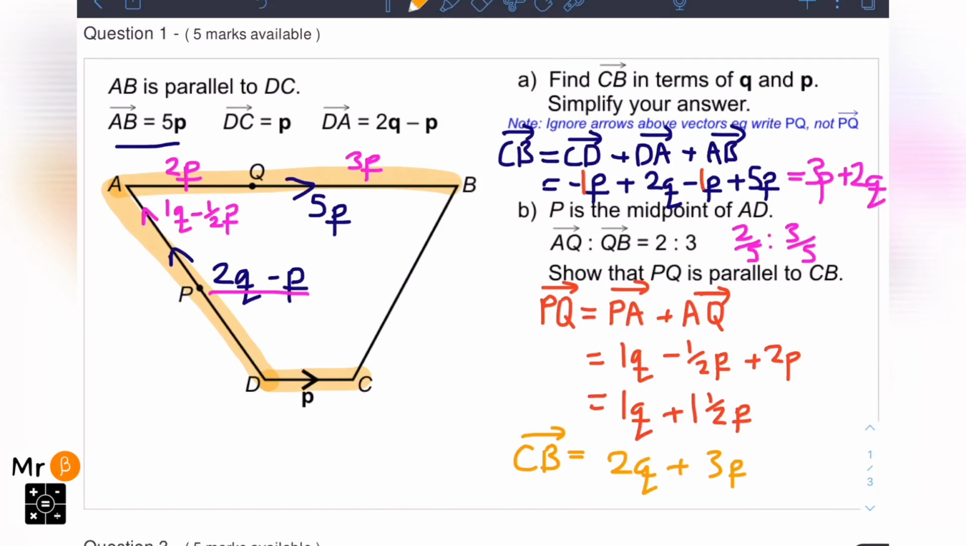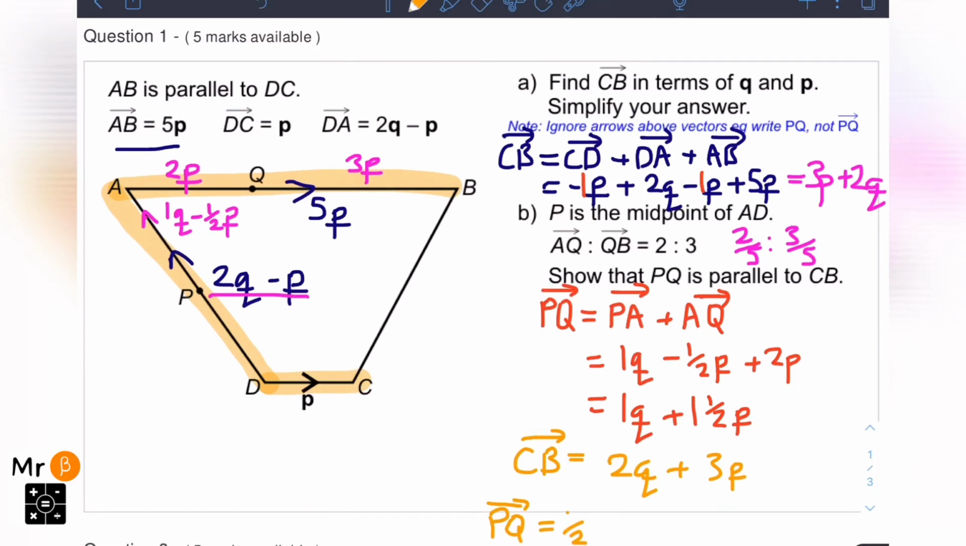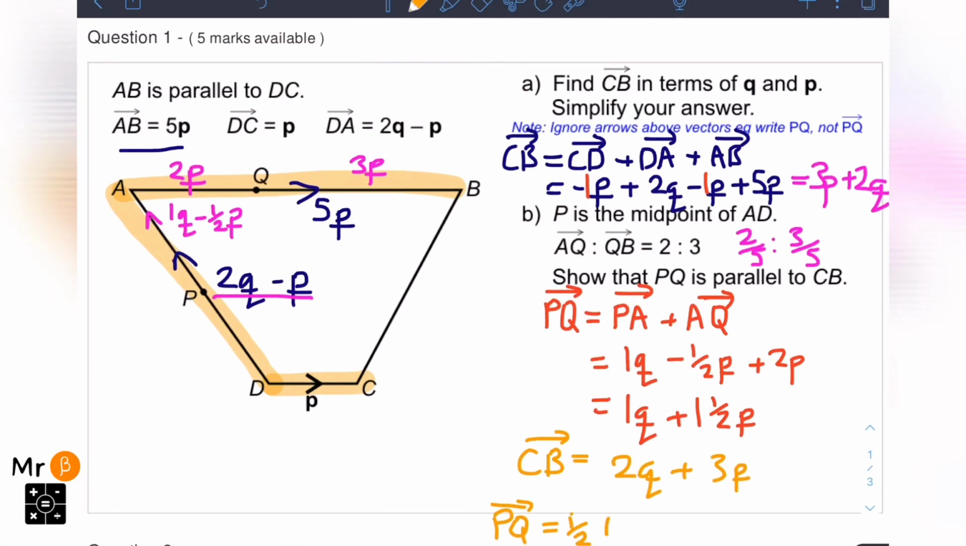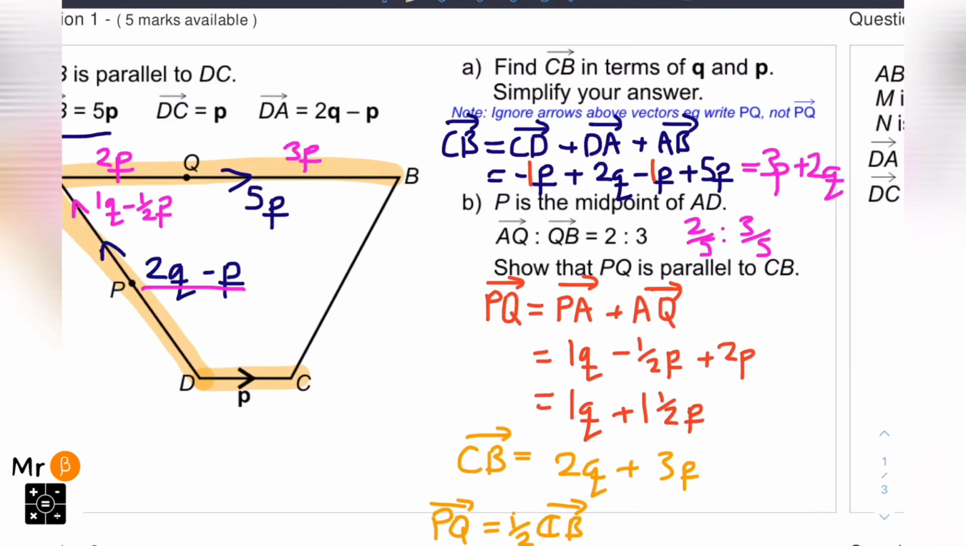So now, if we have a look at these two bits of information, we know that PQ is equal to 1/2 of CB. Because if you multiply everything in CB by 1/2, 1/2 of 2 is 1q, 1/2 of 3 is 3/2, or 1.5. So we have now shown that these are parallel, because we have shown that the vectors are exactly the same.